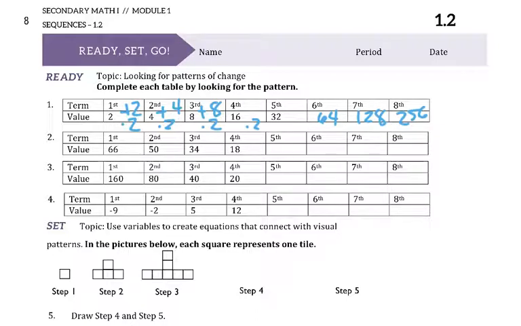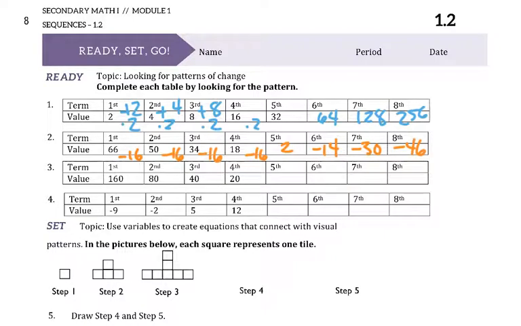If I look at number 2, 66 to 50, to 34, to 18, so it looks like I'm subtracting 16. 50 minus 16 is 34, minus 16 is 18, minus 16 would be 2, minus 16, negative 14, minus 16, negative 30, and then negative 46.